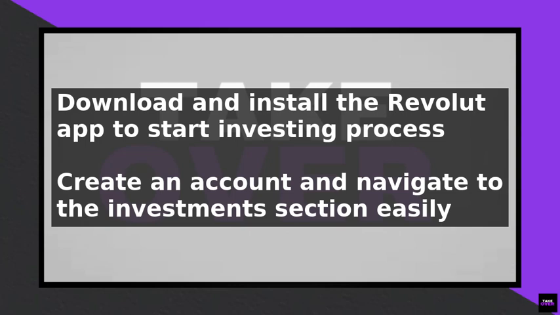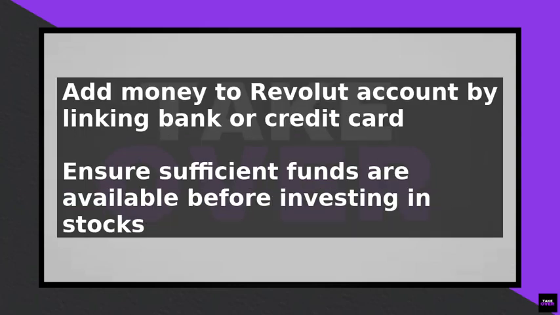Next, you need to understand the different types of stocks available on Revolut. The app offers a range of stocks from well-known companies such as Apple, Amazon, and Google. You can browse through the available stocks and choose the ones that align with your investment goals.